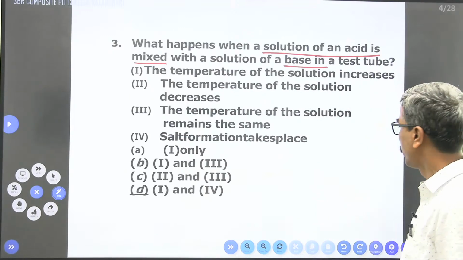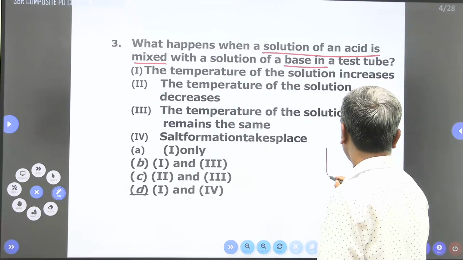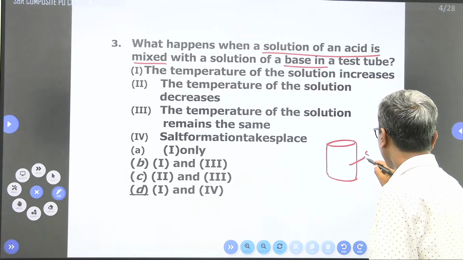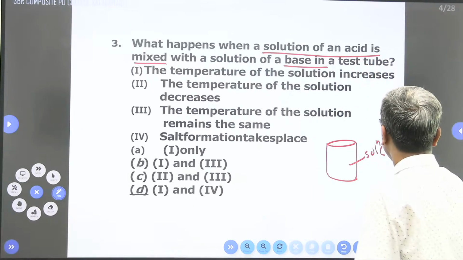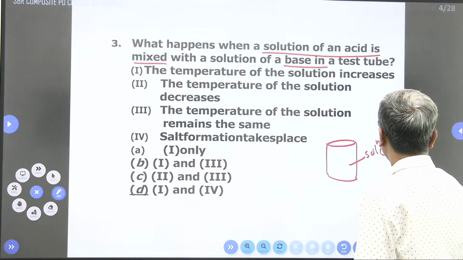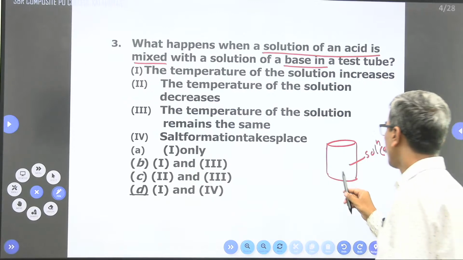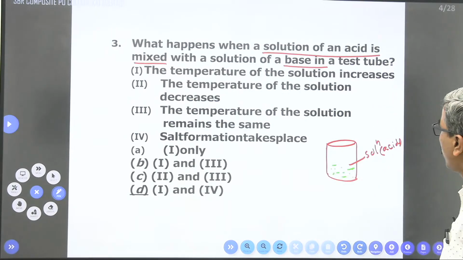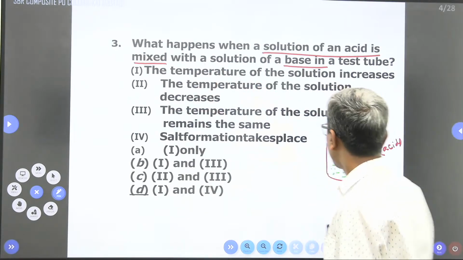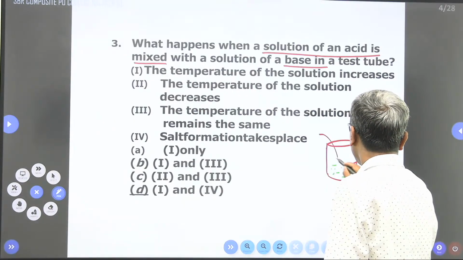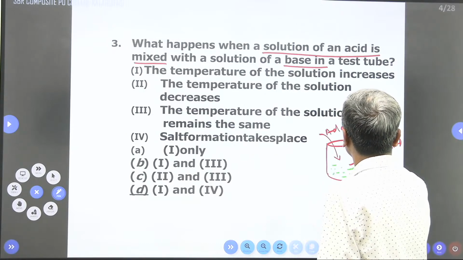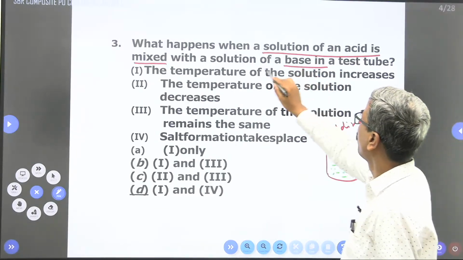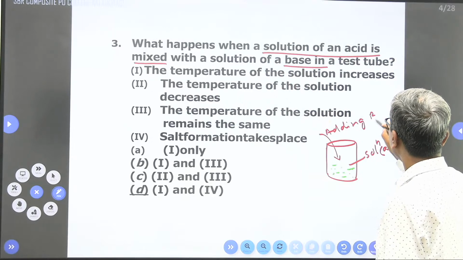They have taken this acidic solution in a test tube, this is a rough diagram of the test tube. This test tube contains a solution. What is that compound? It is an acid. Whatever is present in this test tube, that solution is acid. Now they are adding to this a base solution.